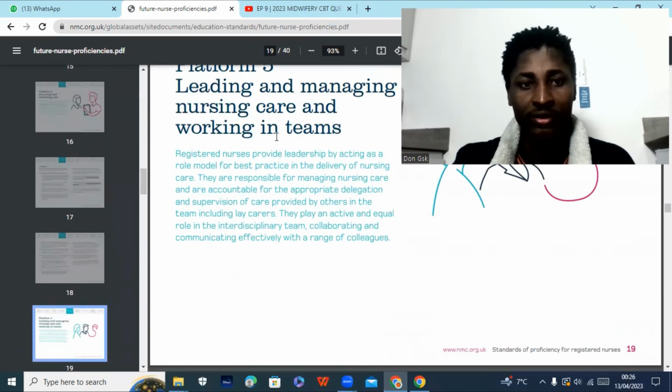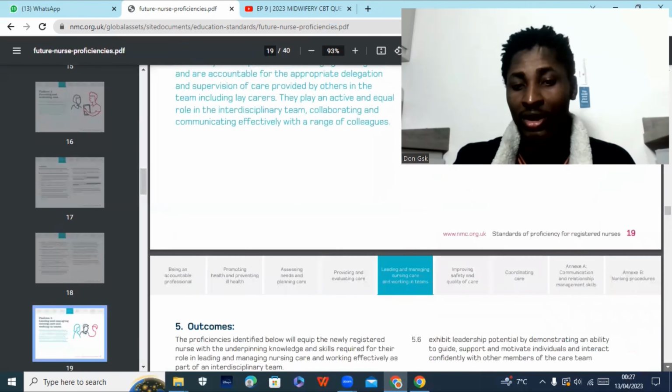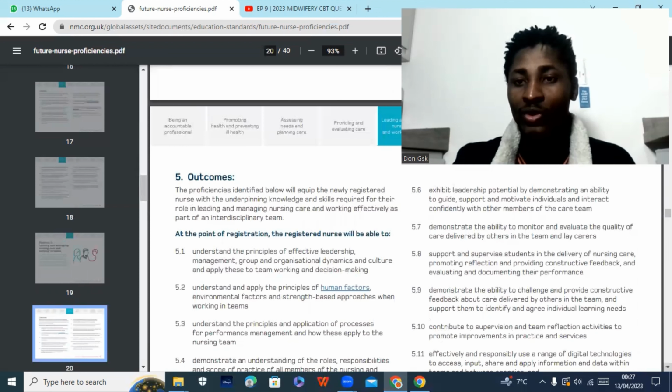Platform 5, leading and managing nursing care and working in teams. This is where you learn to be accountable, and you have to delegate appropriately. So it talks about that one. Then they play an active and equal role in the interdisciplinary team, collaborating and communicating effectively with a range of colleagues. So communication should be key. Then know when to make appropriate referral to other team members. That is very, very important.